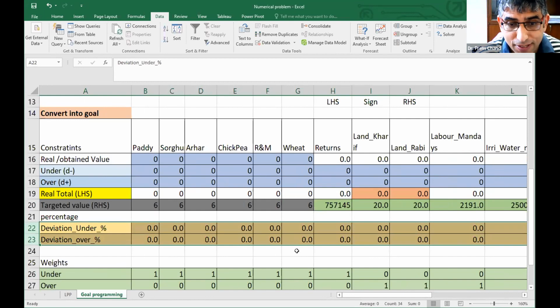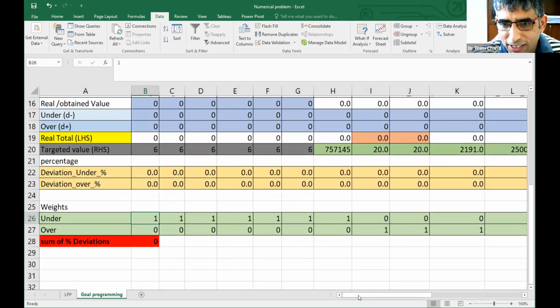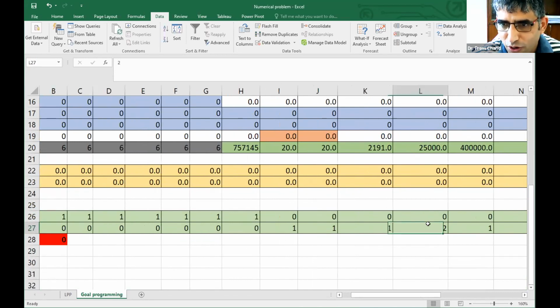My next step is ranking or weighting the goals. I have done this here. I said that water saving is twice as important as the others. I have assigned 2 here, meaning twice as important as the other goals.